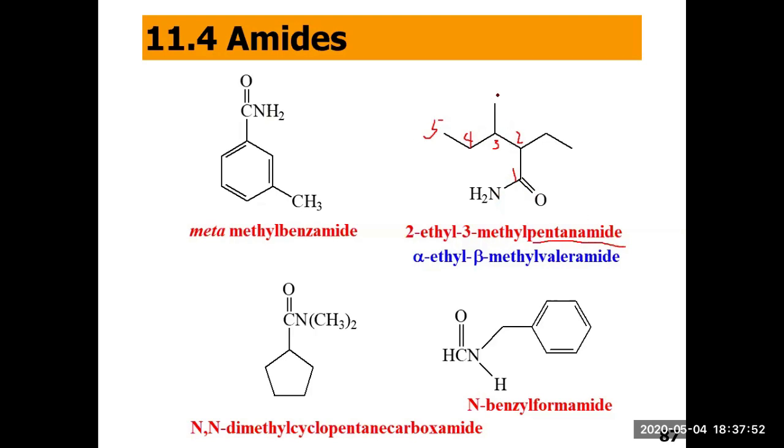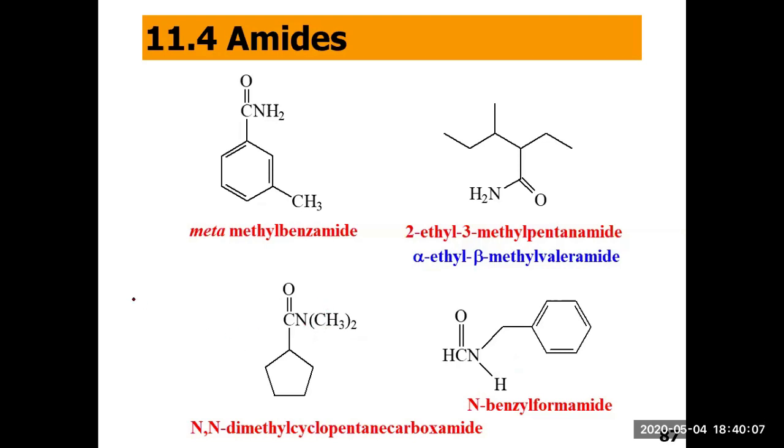Okay, so at carbon number 3 and at carbon number 2, we have substituents. At carbon 3, we have a methyl group, and at carbon number 2, we have an ethyl group. So the final name for this molecule is 2-ethyl-3-methylpentanamide. So in these two examples here, you would notice that the hydrogens are replaced by an alkyl group. So for example, for this molecule, you have two methyl groups that replace the hydrogens.